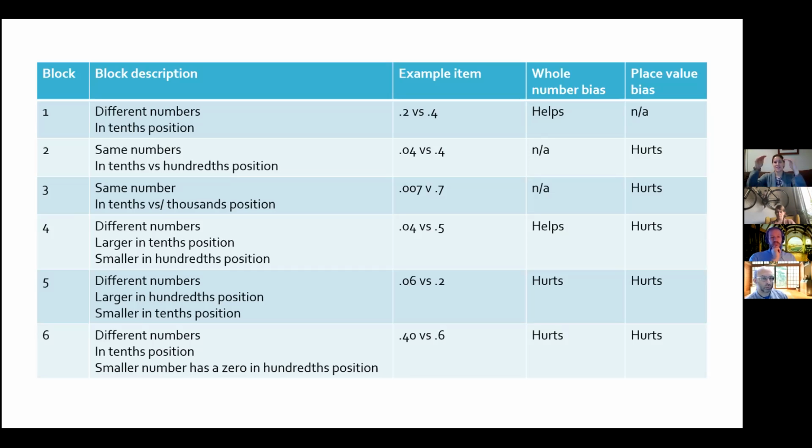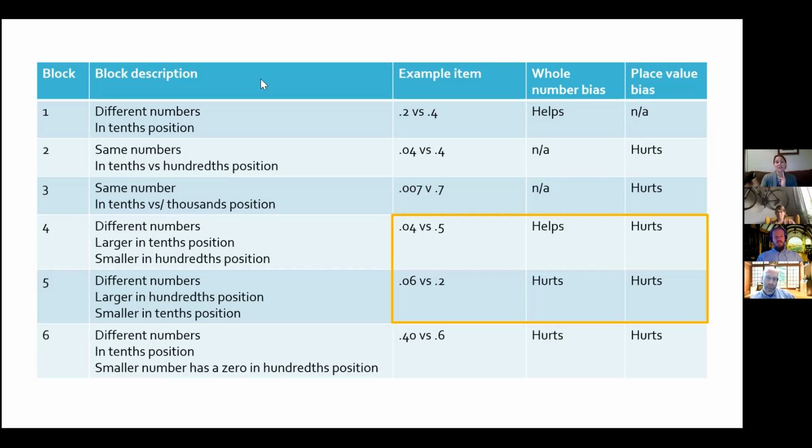And again, you can see that sometimes the whole number bias is going to help you or hurt you, or not really be applicable. And same thing with place value. And I'm going to highlight two in particular, just to really emphasize what's happening here. So in that fourth block, 0.04 versus 0.5, you can see that the whole number bias helps, but the place value bias would hurt. Contrasted with the one below it, 0.06 versus 0.2, both hurt.